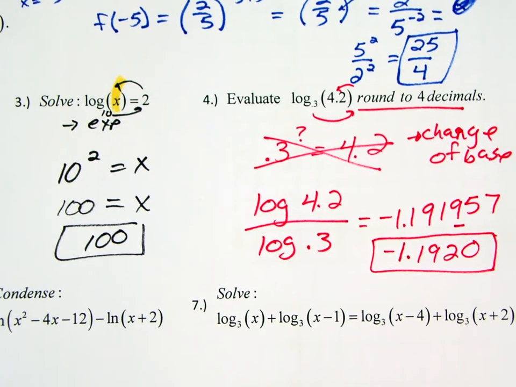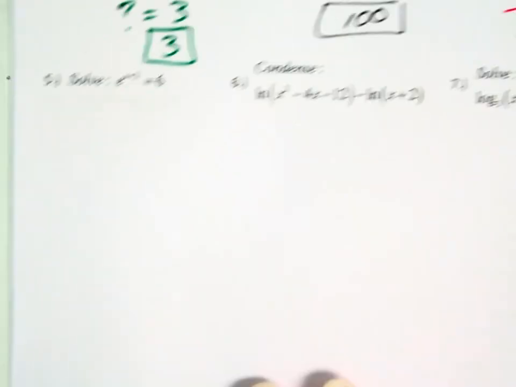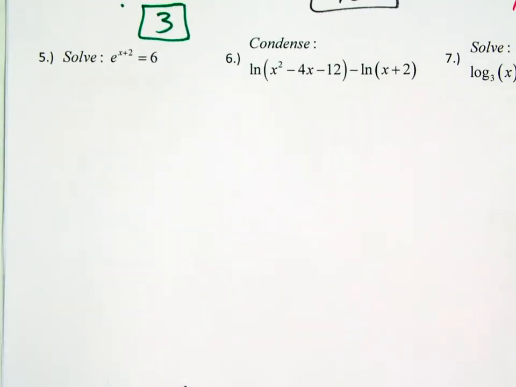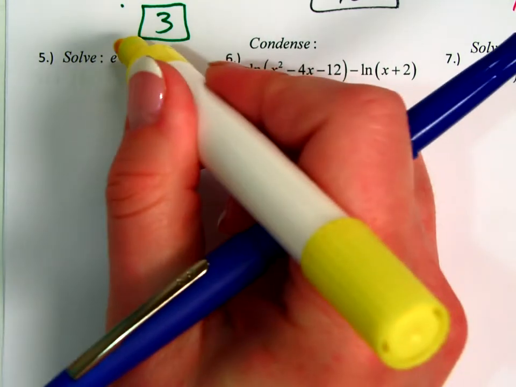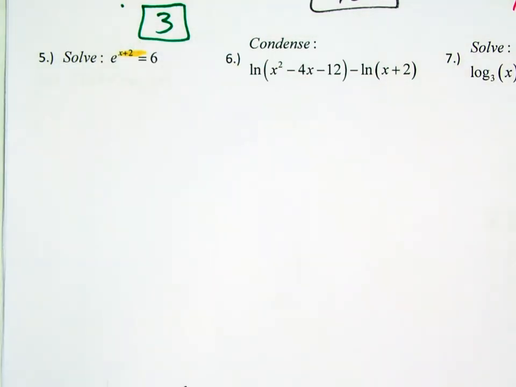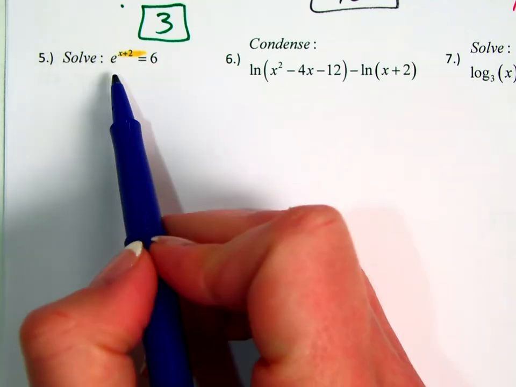Okay, all right, so let's look at number 5 then. Again, in number 5 here, we're asked to solve this, right? But as soon as I see that I'm solving and there's a variable in my exponent, I can't solve it if there's a variable in my exponent unless I can make the bases the same. Well, e is that number, right?